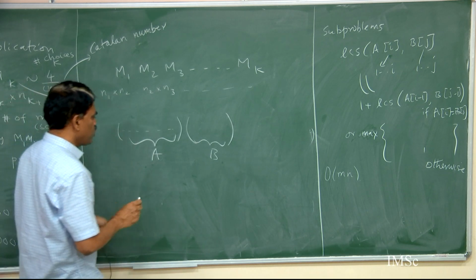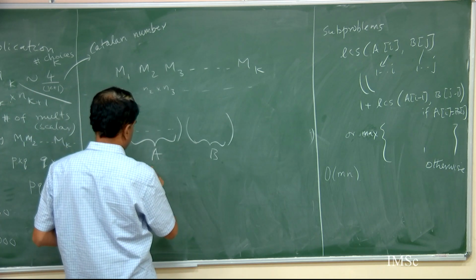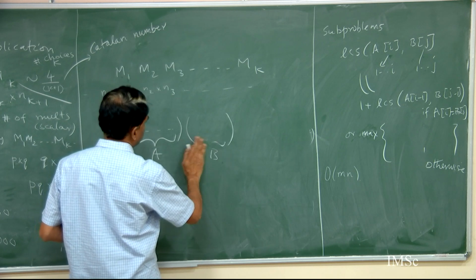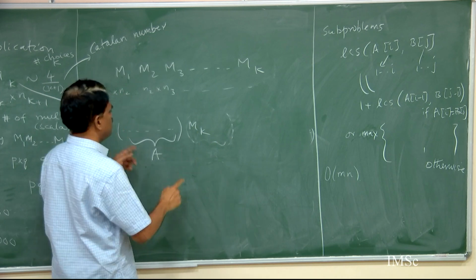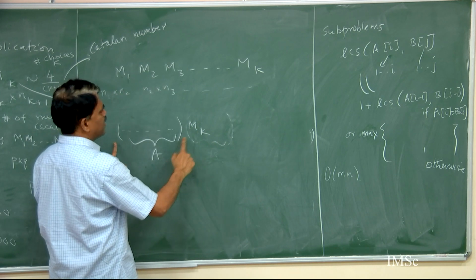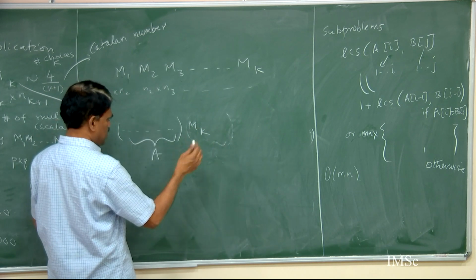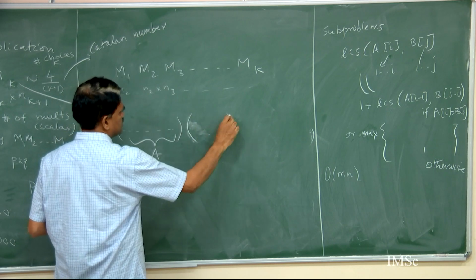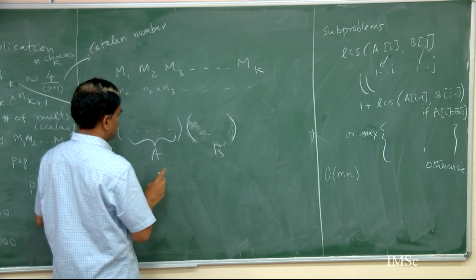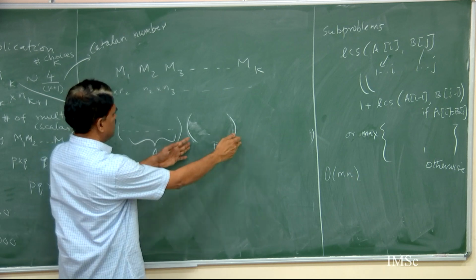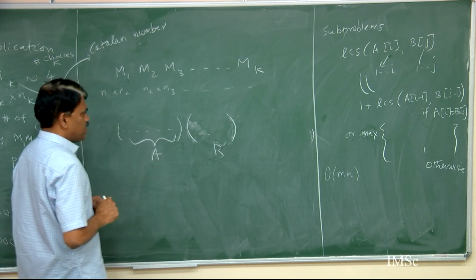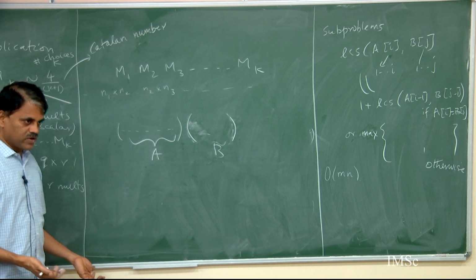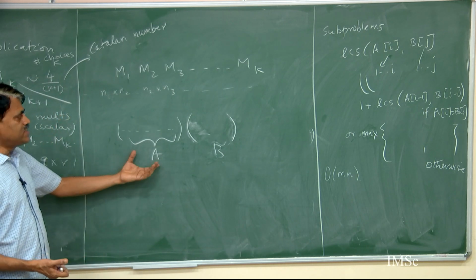I mean, B could be just one matrix, the last matrix maybe, M_K. Maybe it figured out that I'll do this and then multiply by M_K. So in general, it makes the last multiplication: some product it has computed, some other product is computed, then it does the last multiplication. So what is the optimum substructure property? That these two must be optimum.